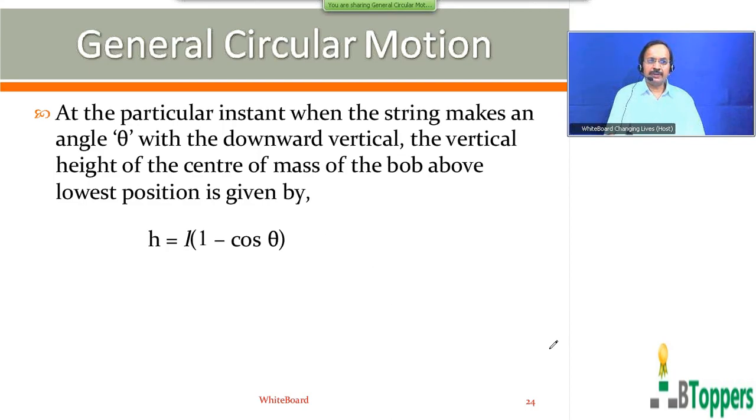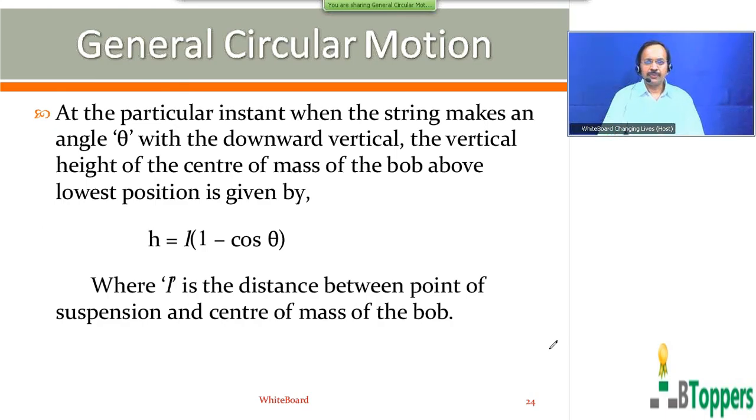At the particular instant when the string makes an angle theta with the downward vertical, the vertical height of the center of mass of the bob above the lowest position is given by h equal to L into 1 minus cos theta, where L is the distance between the point of suspension and the center of mass of the bob.